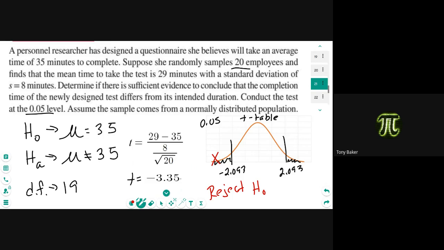So the mean time it takes the test at the significance level of 0.05 differs from 35 minutes.